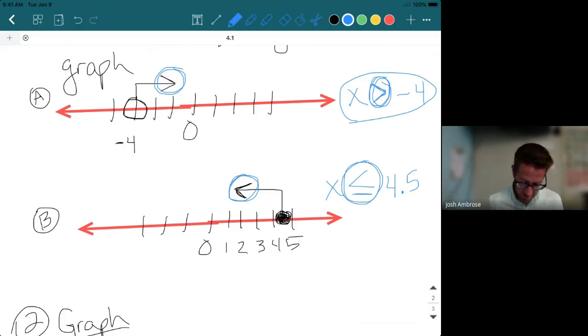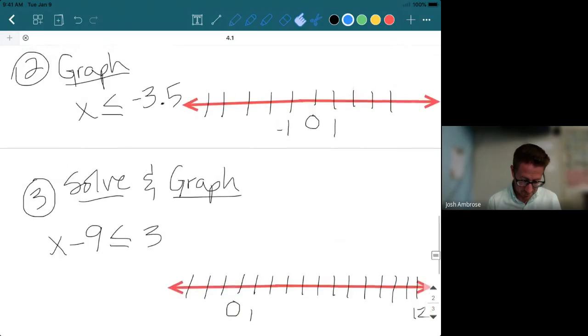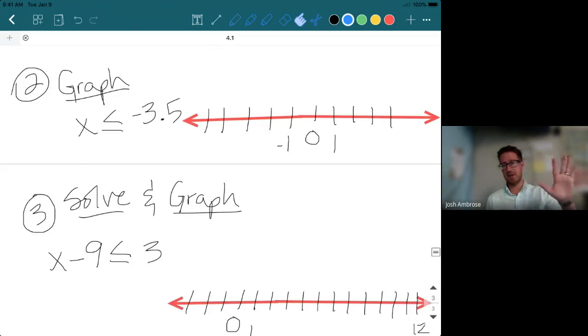All right, let's do our next one. So now we are given the inequality, and we have to graph the inequality. It is a negative 3.5. So I'm going to go left 3 times and then half one more. So we go 1, 2, 3, and then half. So we are right here.